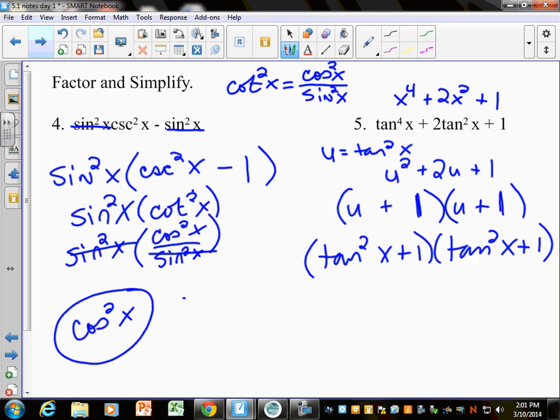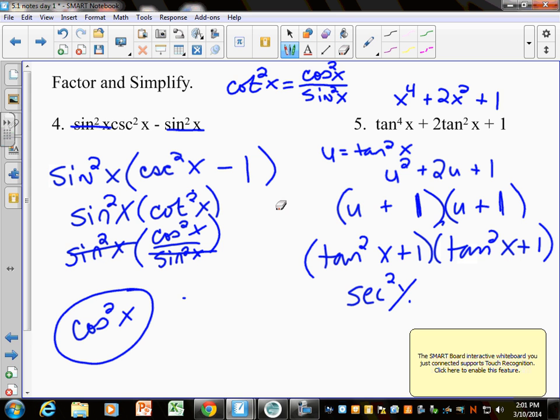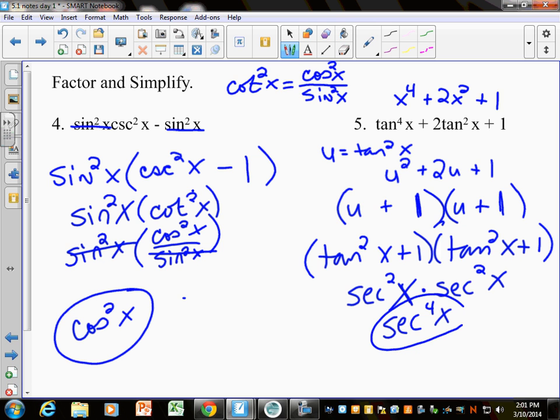Does that equal anything, tangent squared x plus 1? I think it's like a Pythagorean. What does tangent squared x plus 1 equal? Secant, like it's actually how we wrote it out. 1 plus tangent squared equals secant squared. So can I just say this is secant squared x times secant squared x? And if it's secant squared times secant squared, that's really just secant to the 4th x.